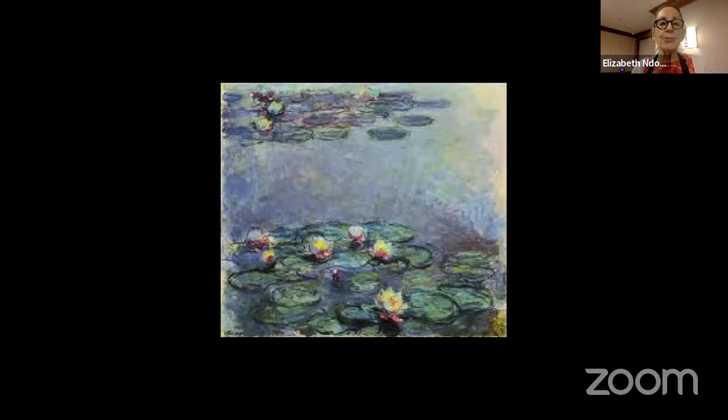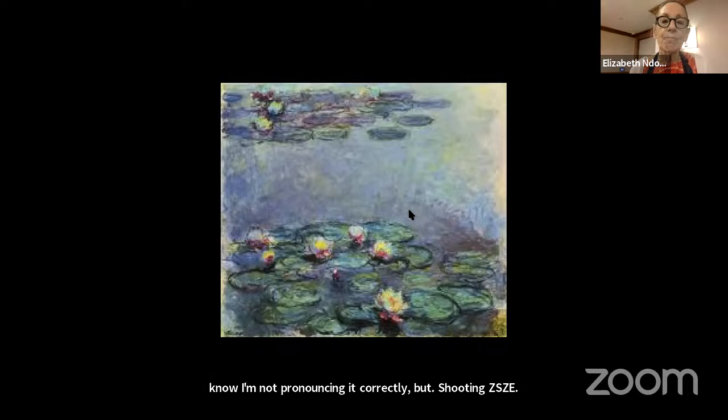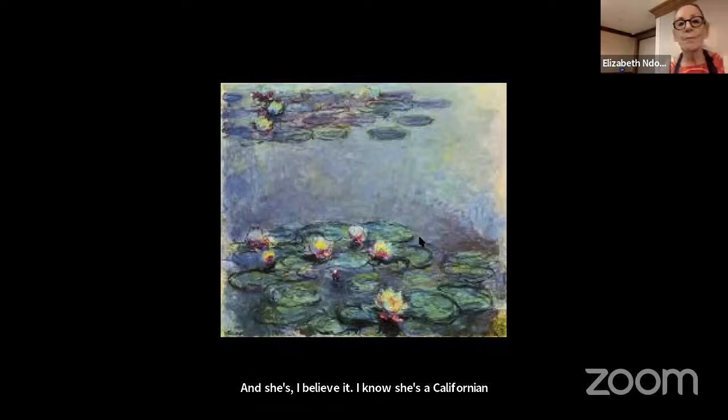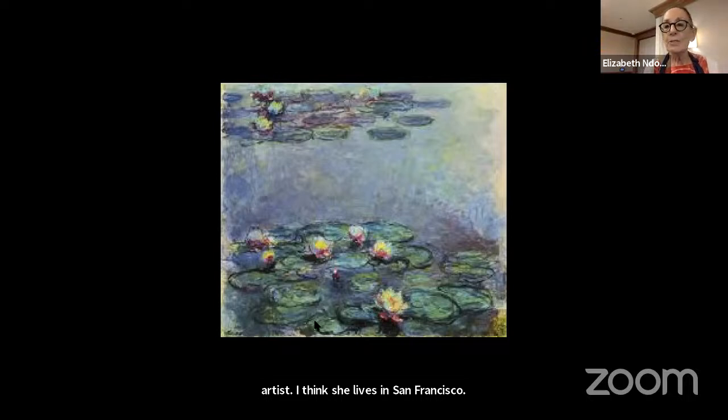The next show I really want to go to is, and I always mispronounce her name, I know I'm not pronouncing it correctly, but Susan Z, SZE at the Guggenheim. She does sculpture with found objects, which is a nice way of saying she makes sculpture from junk. And I believe she's a Californian artist. I think she lives in San Francisco. Oops, no. Pushed the wrong button there.